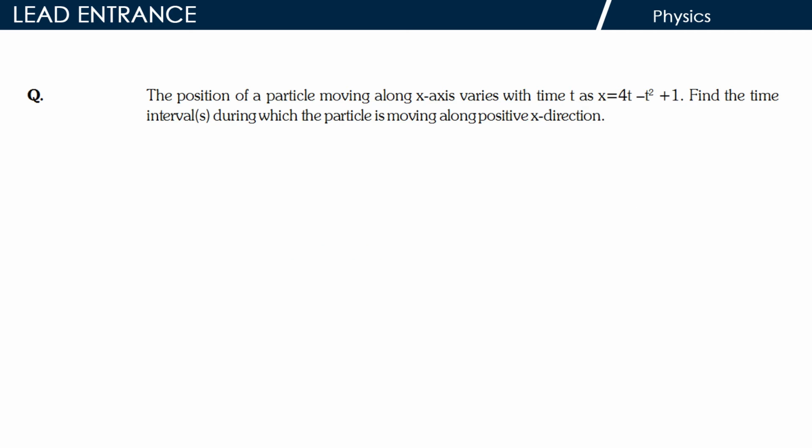Question 3. The position of a particle moving along the x-axis varies with time t as x is equal to 4t minus t square plus 1. Find the time interval during which the particle is moving along the positive x direction.